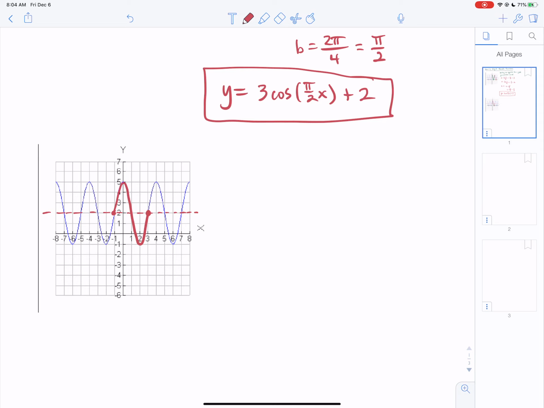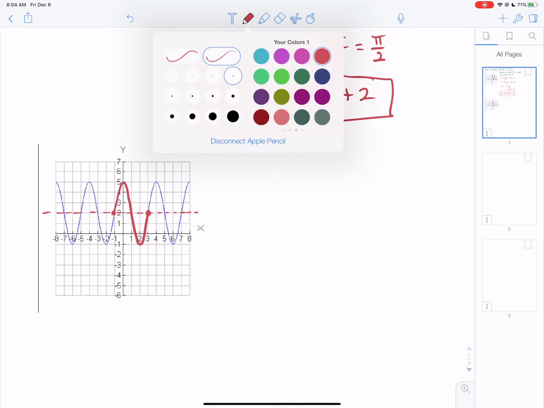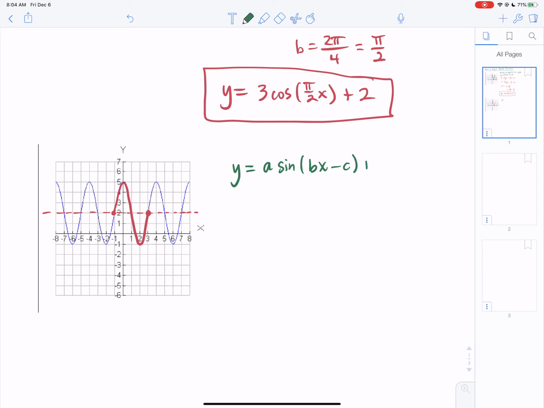Okay, so you can do it this way. And so if that's how you determine what you want to start with, then you would say, I see a sine wave. So you would say a sine bx minus c plus d. And then you would have the same amplitude and period and vertical shift. A is still going to be 3. The b value is still going to be pi over 2 because the period is still 4 units along the x-axis, and d is still going to be shifted up 2.